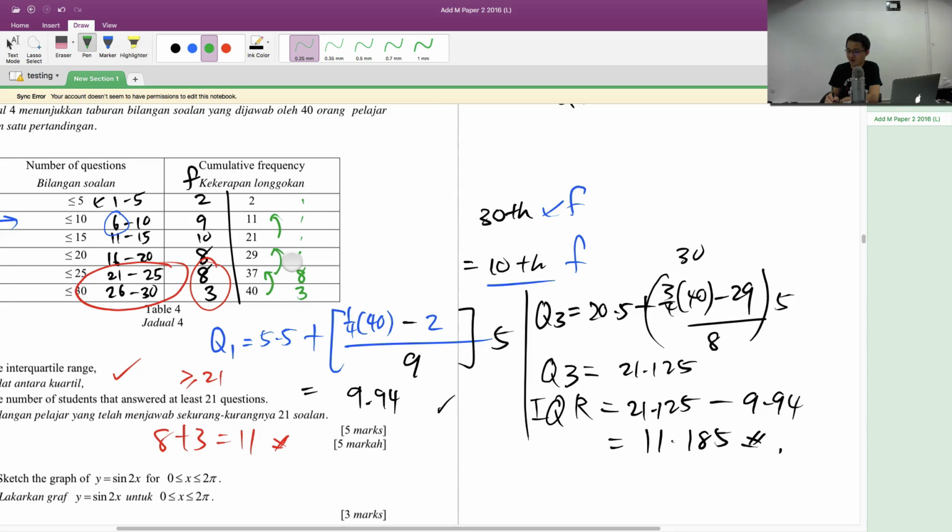Why do we need to find the frequency? Because of the formula. Like Q3, at the bottom here, you have to write the frequency of the Q3 itself. Alright, okay, so let's move on.